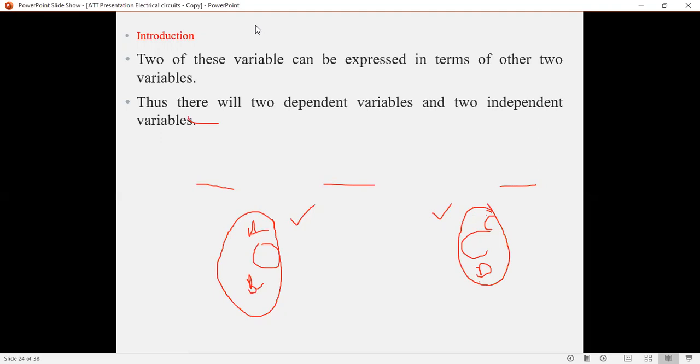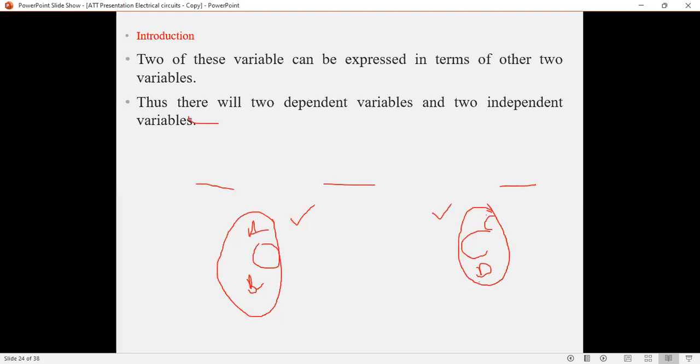So thus there will be two dependent variables and two independent variables. You already know what is meant by a dependent variable and an independent variable. The variable whose value depends upon another variable is called a dependent variable. And a variable whose value cannot depend upon the value of another variable is called an independent variable.